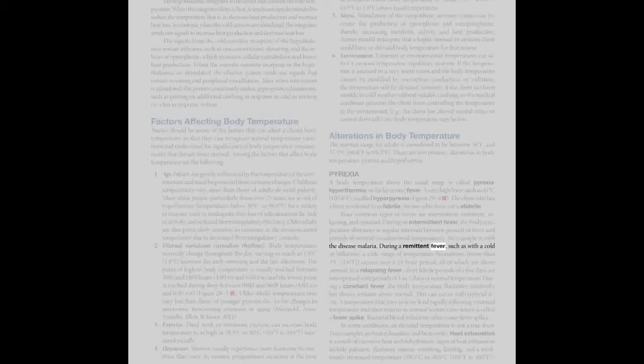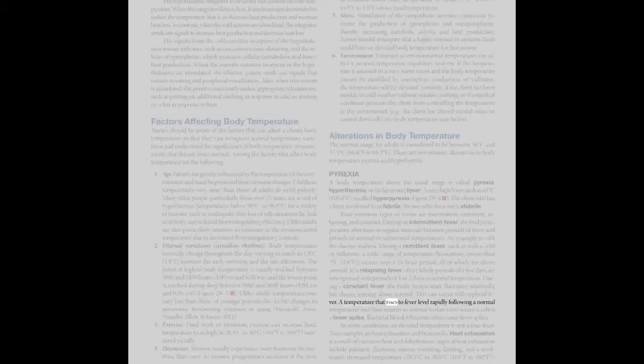During a remittent fever, such as with a cold or influenza, a wide range of temperature fluctuations, more than 2 degrees Celsius, 3.6 degrees Fahrenheit, occurs over a 24-hour period, all of which are above normal. In a relapsing fever, short febrile periods of a few days are interspersed with periods of 1 or 2 days of normal temperature. During a constant fever, the body temperature fluctuates minimally, but always remains above normal. This can occur with typhoid fever.